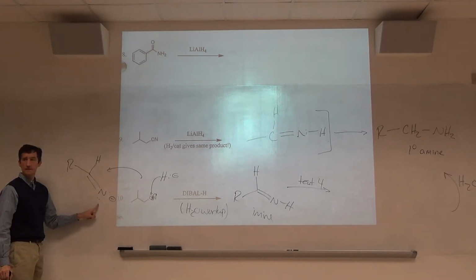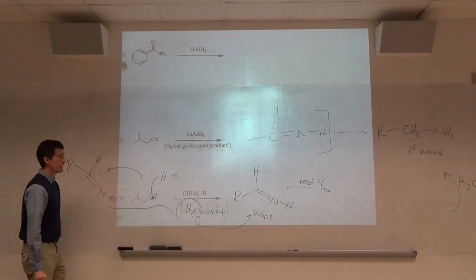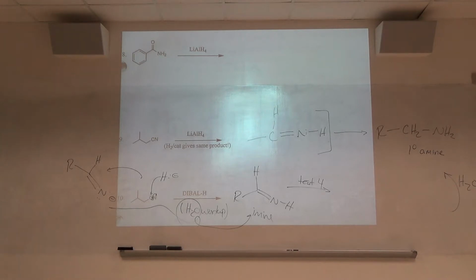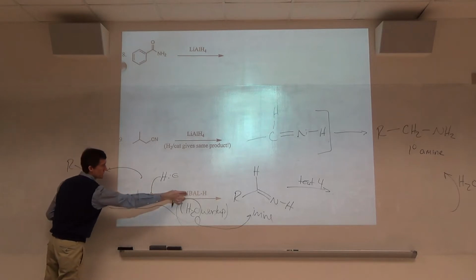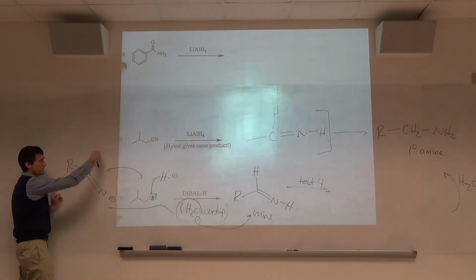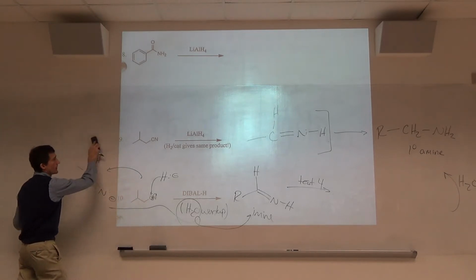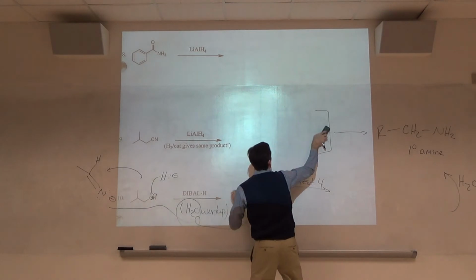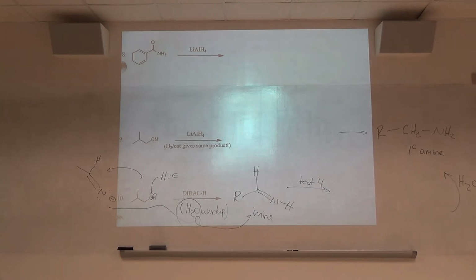You do hydride addition to get this, and then you add in water, and it gives you your imine. You can show this associated with the aluminum for the DIBAL, but it doesn't add again. So a partial reduction of a nitrile gives what? Imine. Question? Does NaBH4 not work?